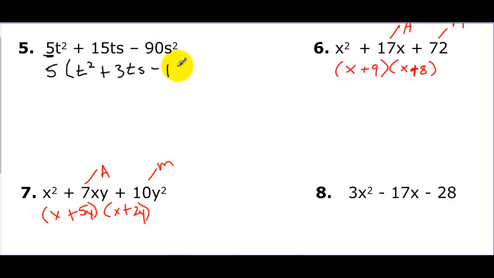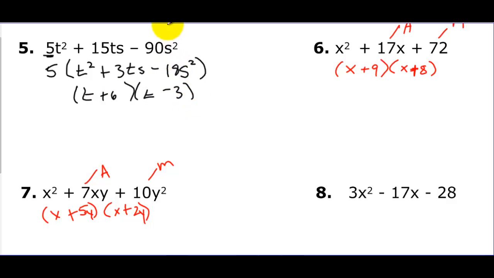Well, that looks like 118. Okay, so I'm going to say 18s squared. Now this t squared does not have a 5 or any other number in front of it, which means I can treat it just like I did number 7. In this case, a lot like number 7 or number 6. I'm going to say, well, what numbers multiply to negative 18 and add up to 3? Well, that looks like a t plus 6 and a t minus 3.